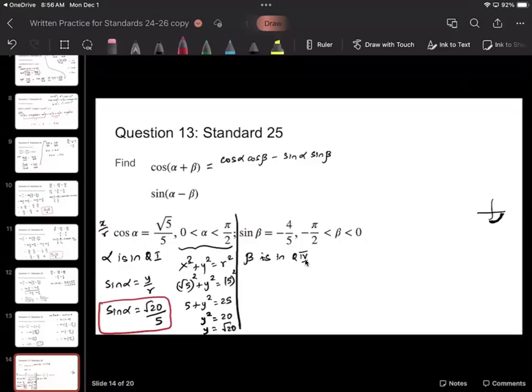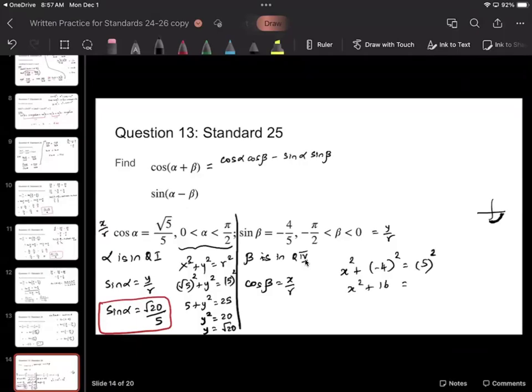Now let's go here to this. I'm going to use the value given to me to find cosine B. So I know that sine B is y over r, cosine is x over r. So I set up x squared plus y squared is r squared.